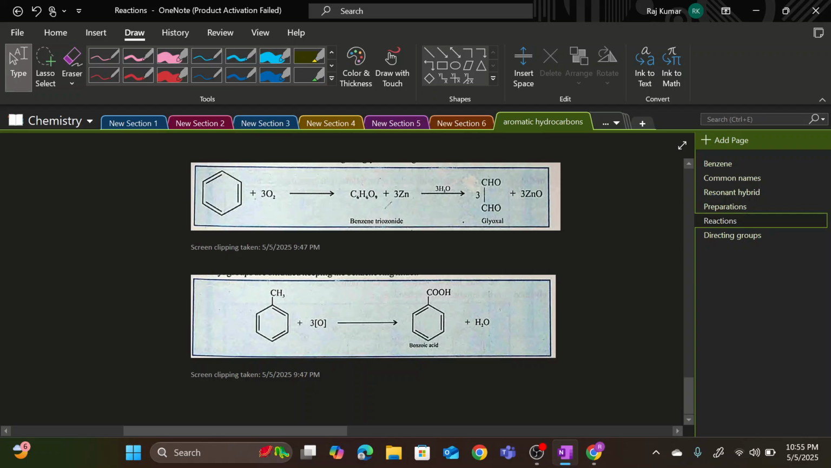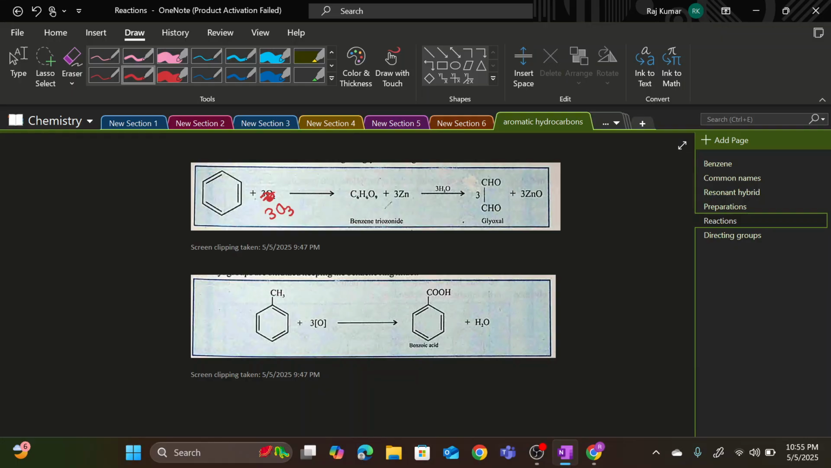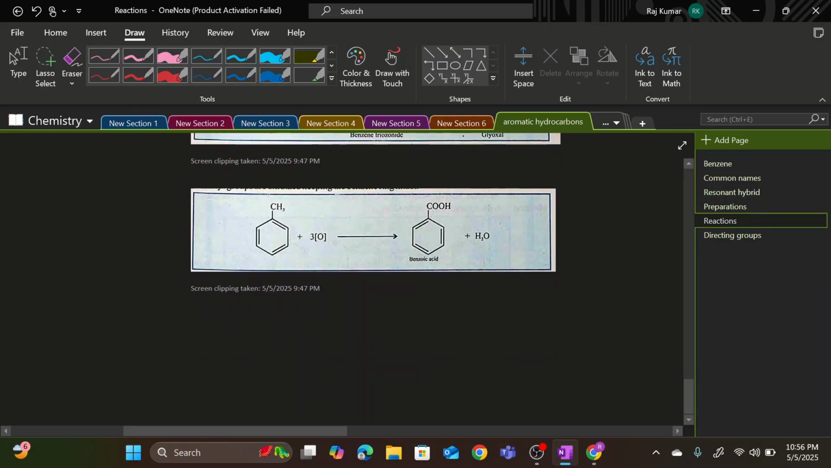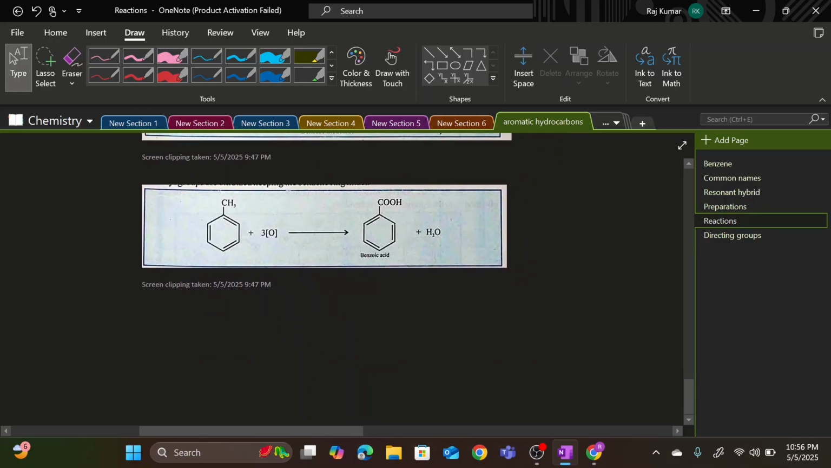Now let's discuss another one, ozonolysis. Ozonolysis basically is a process when we take ozone. It's not actually oxygen. These are three ozone molecules which react with benzene in order to produce benzene triozonide. That benzene triozonide, when it is given zinc and water, will form glyoxal.